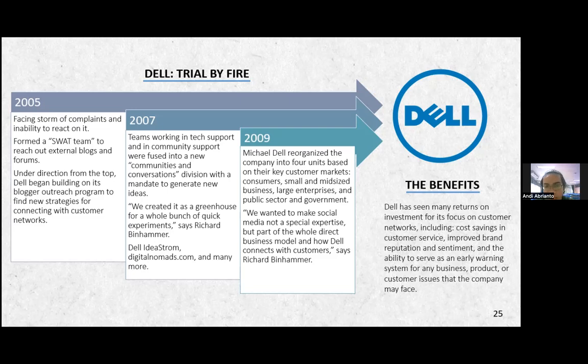And in 2009, Michael Dell reorganized the company into 4 units based on their key customer markets: consumers, small and mid-sized business, large enterprises, and public sector and government. As Richard Binhammer said, "We wanted to make social media not a special expertise, but part of the direct business model and how we connect with customers."